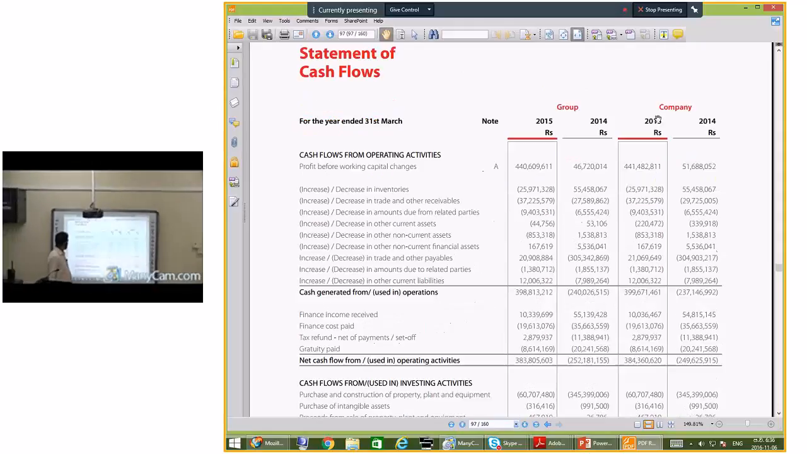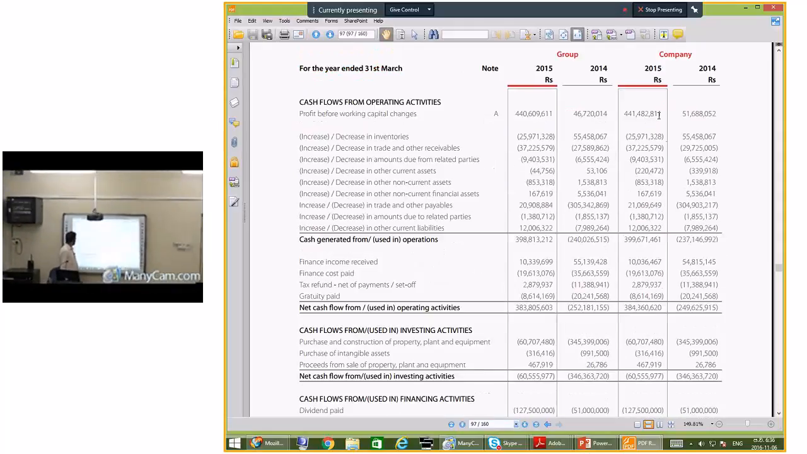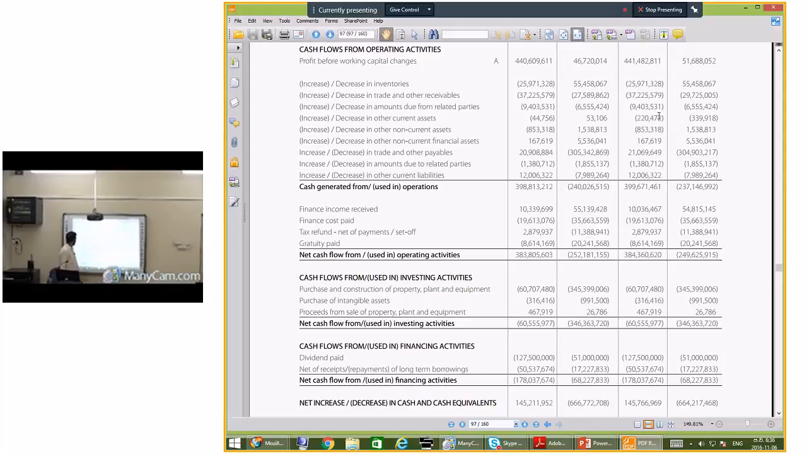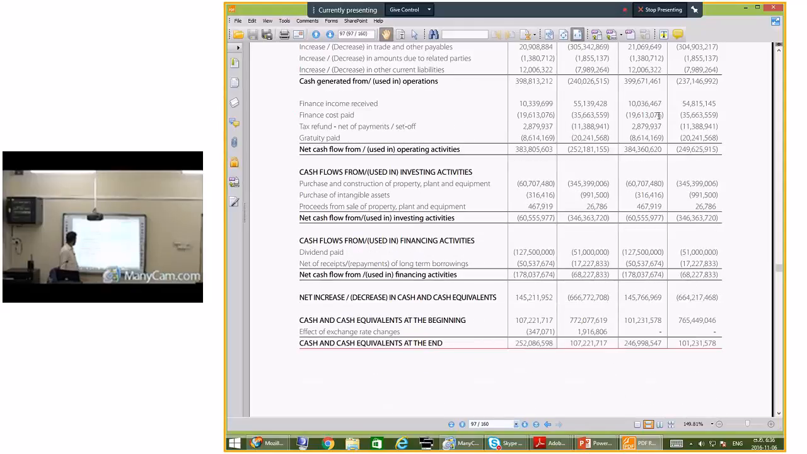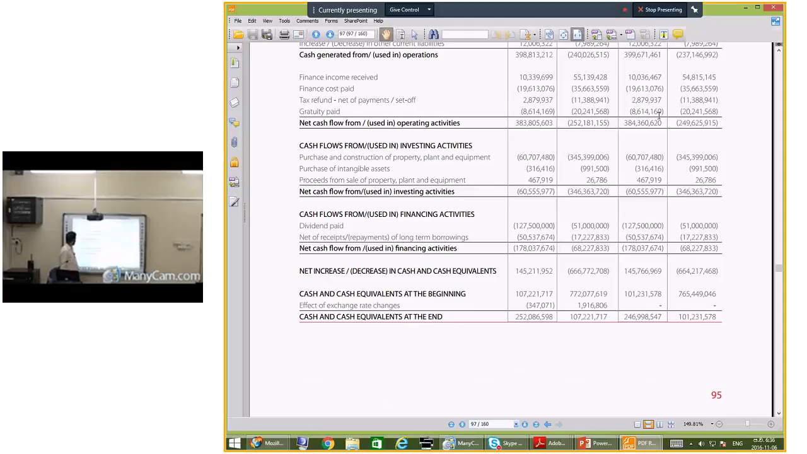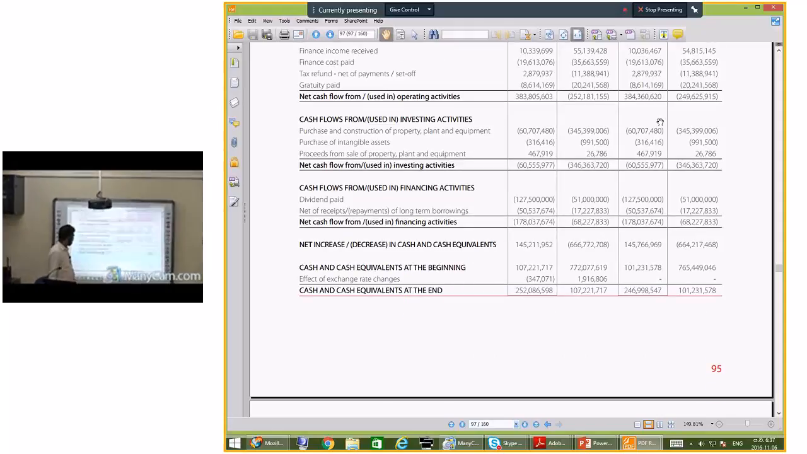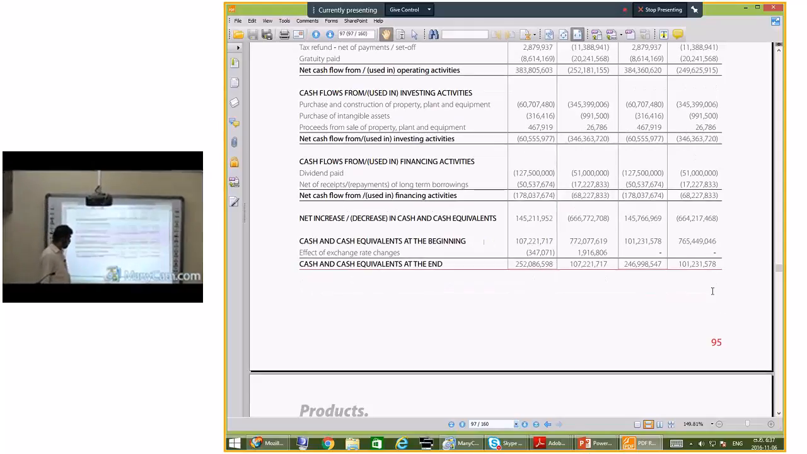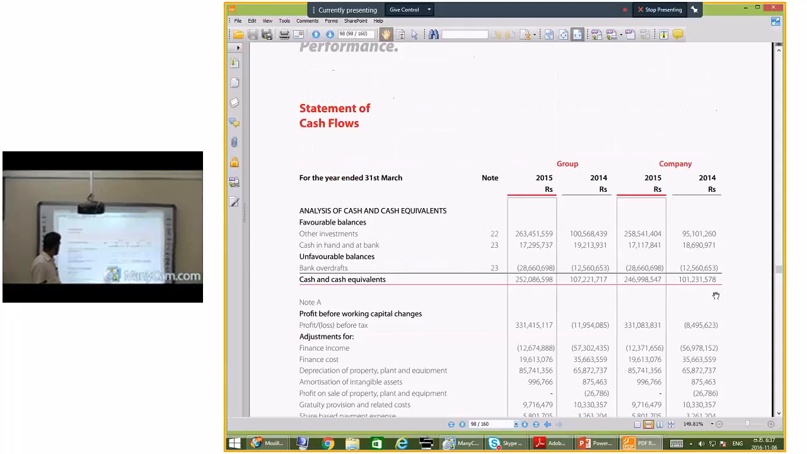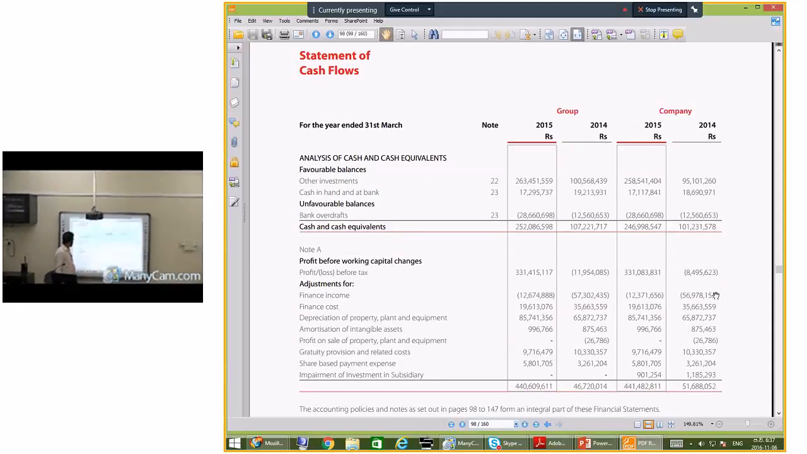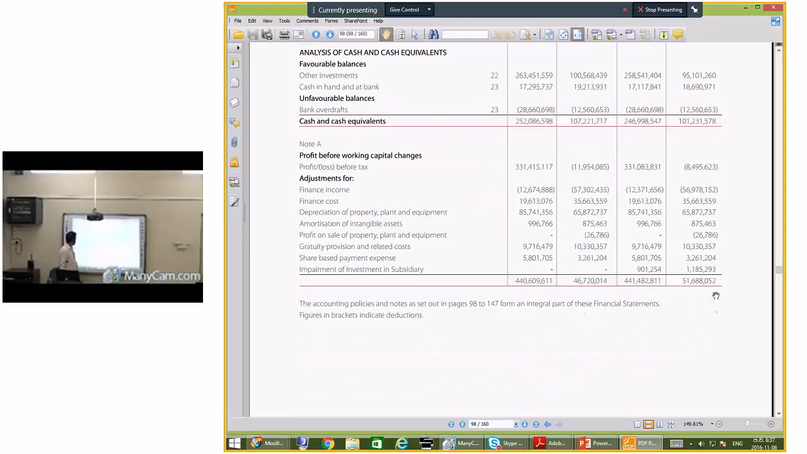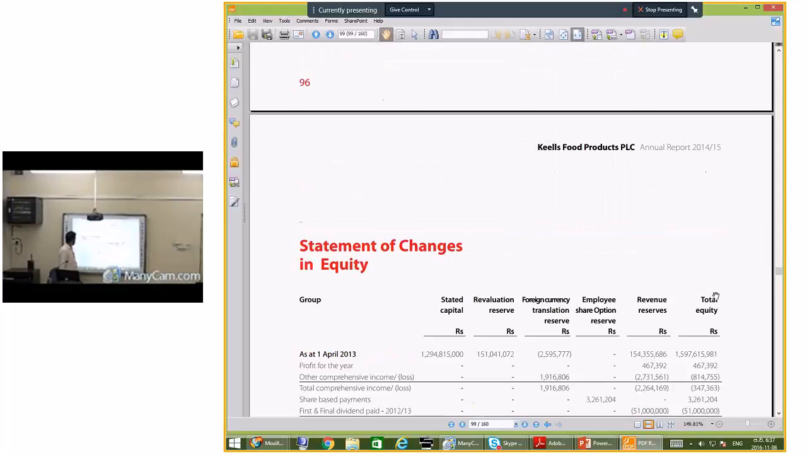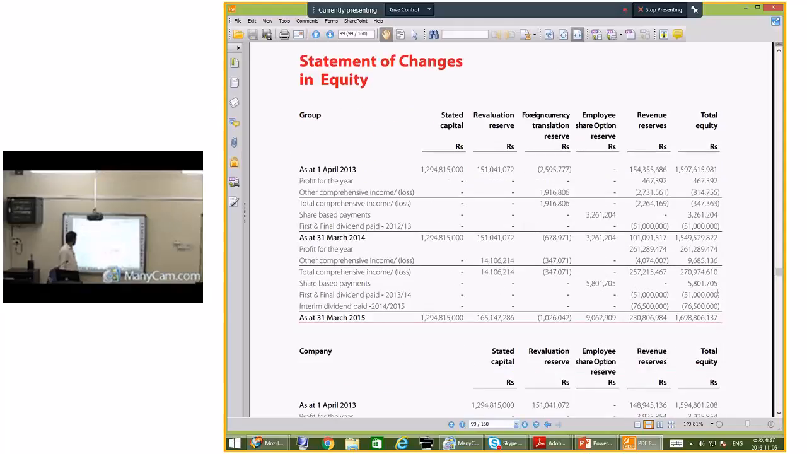Then the cash flow statement: cash flow from operating activities, cash flows from investing activities, cash flows from financing activities, and finally cash and cash equivalents at the end of the period. You can see those values, whether it is a balance or an overdraft. Then the statement of cash flows also here. Again you can see the same results. The statement of changes in equity is also here.